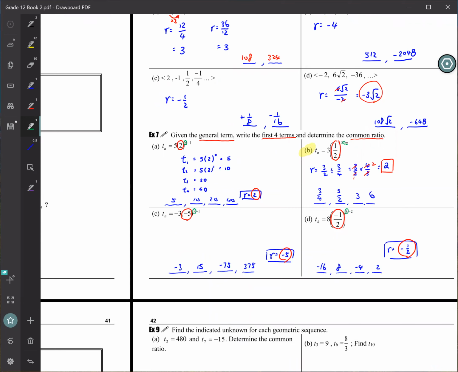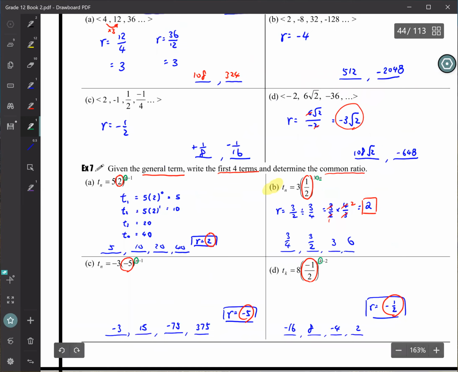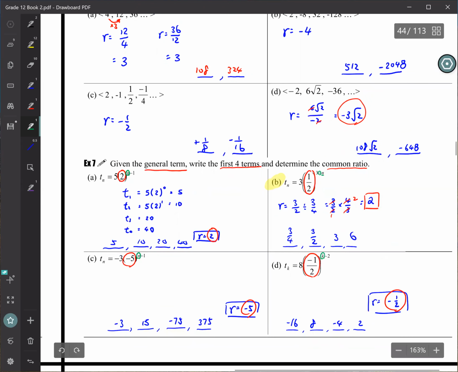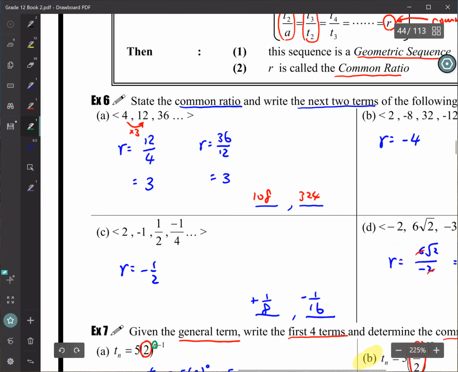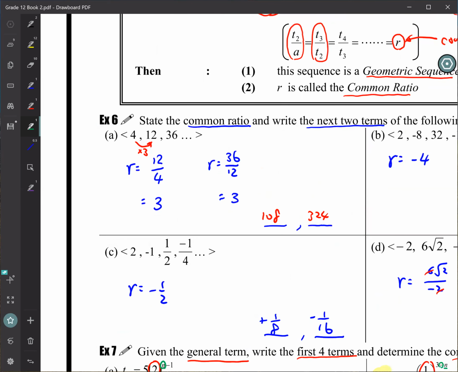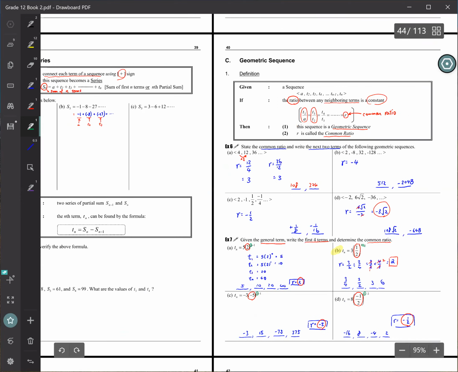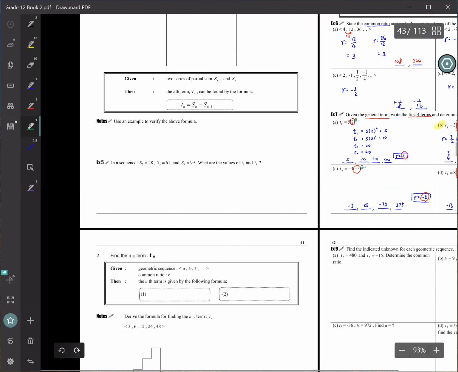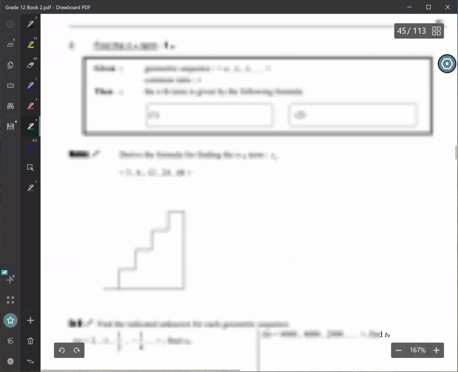So all of these are geometry sequences. So how do we get the formula? Suppose I have, let's say over here, question 6, I have the first 4 terms, I get the ratio. But what if I want to find the 100th term? I don't want to list out one by one, that will take too long. We need to figure out a formula. So the next page is going to teach how to get a formula.